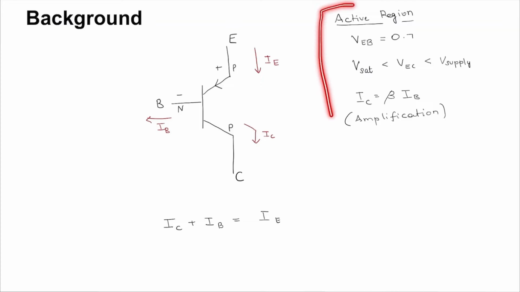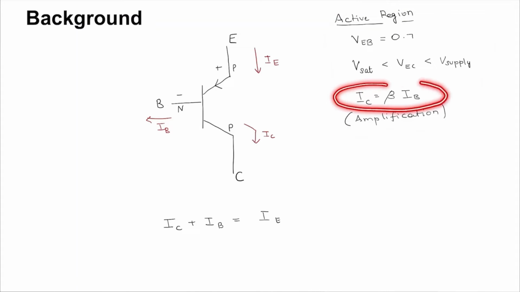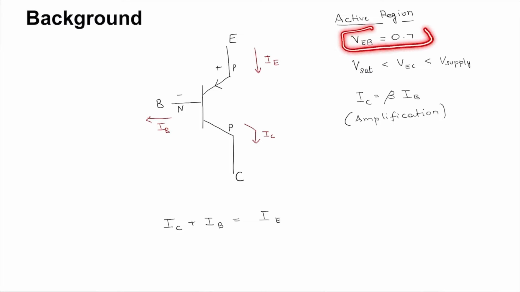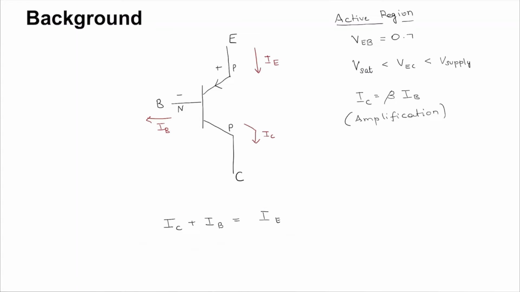The active region, which is the region in which you have the current amplification, that is, collector current is the beta amplified version of the base current, is when the base emitter voltage is at diode cut-in and the collector emitter voltage is in this range. As usual, because of KCL, we have IC plus IB equal to IE.